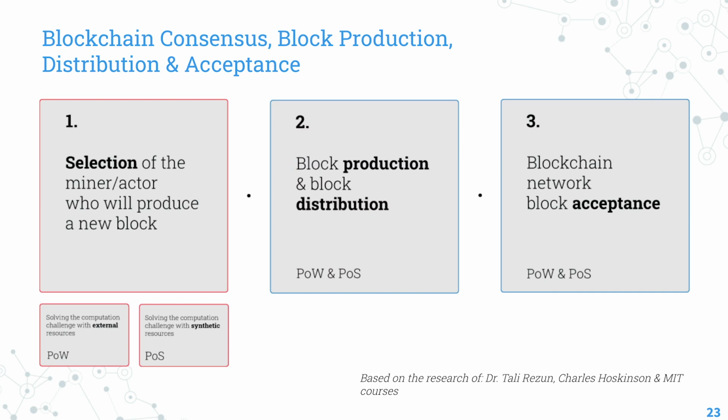So moving on to blockchain consensus, block production, distribution, and acceptance. When a user A initiates a transaction, information about the sender and receiver is packaged and timestamped on a block and sent to a queue called the mempool, short for memory pool, where it will wait to be validated and added to the blockchain.